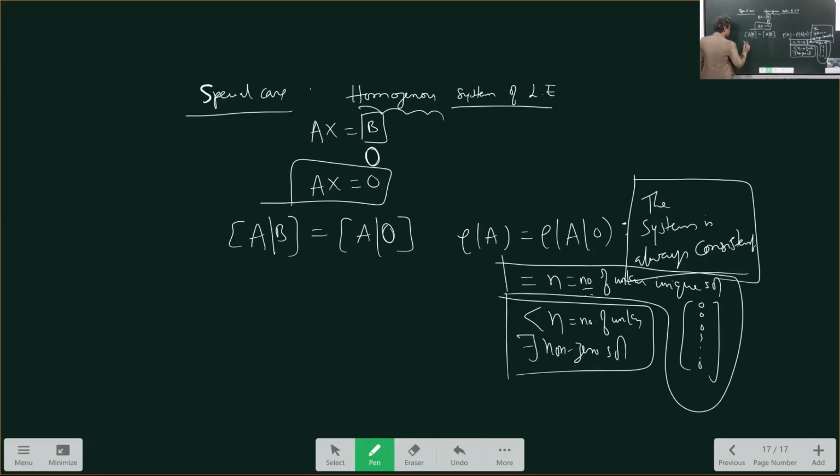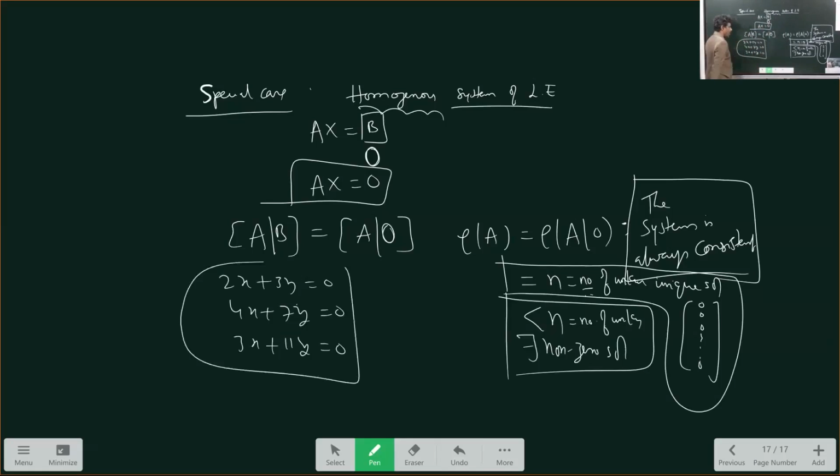So for example, 2x plus 3y is equal to 0, 4x plus 7y is equal to 0, and 3x plus 11y is equal to 0. For the system, x equal to 0 and y equal to 0 is always a solution. But other than that, when do we have any other solution based upon the rank? The number of unknowns is 2 here. If the rank is less than 2, then there exist infinitely many solutions. Otherwise, there is a unique solution.